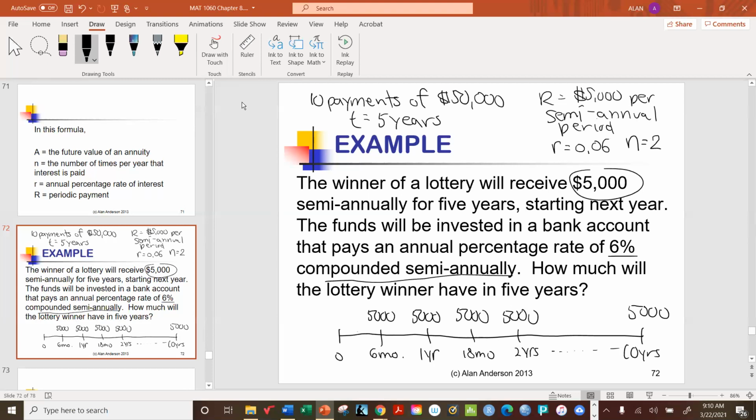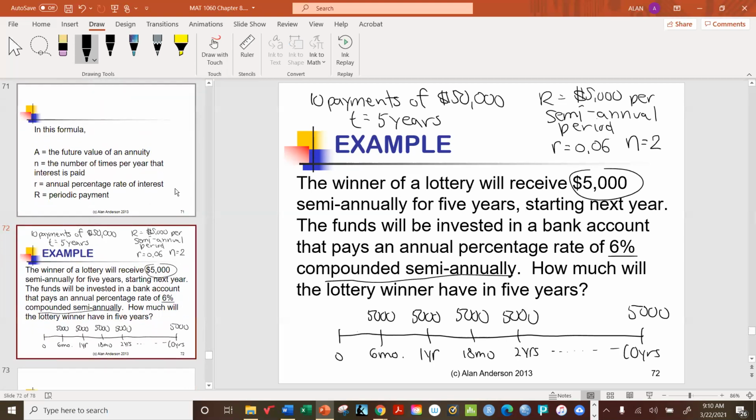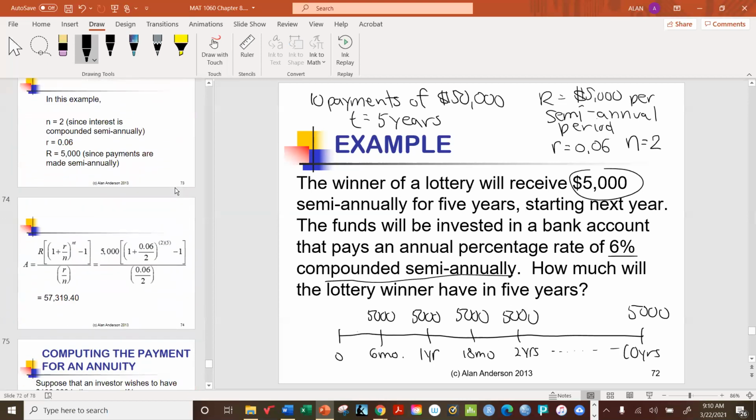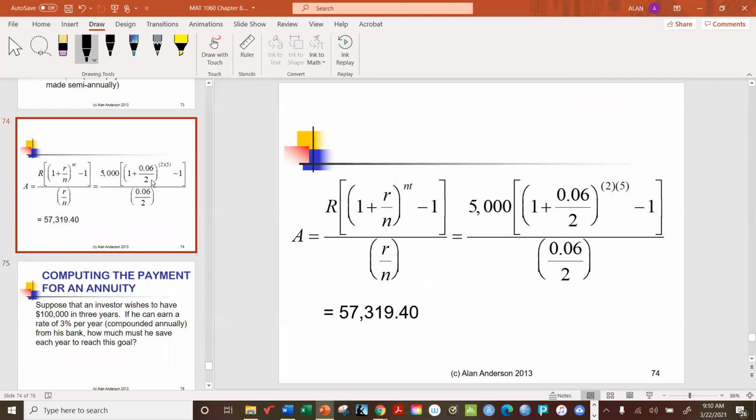So what else do we need? We need capital R, lowercase r, N, and T. No, that's it. We're done. Now we can plug these in to that scary looking formula and come up with our future value. All right, let's see how that works. And then what I think we should do is develop a strategy for figuring this out with our calculators, okay? Because this is going to be the challenge. All right, so that's the formula.